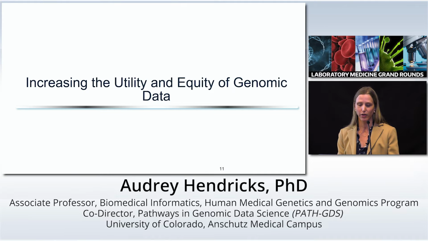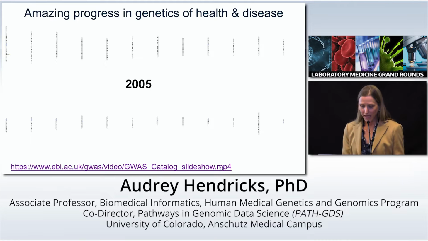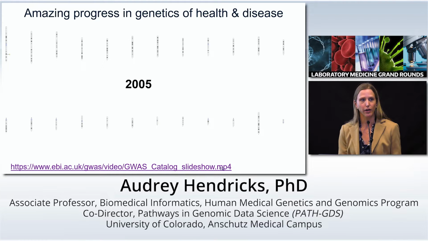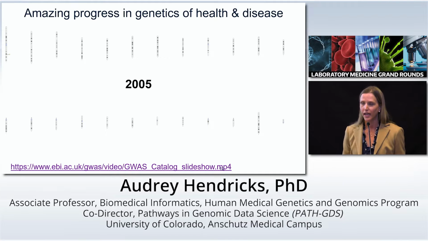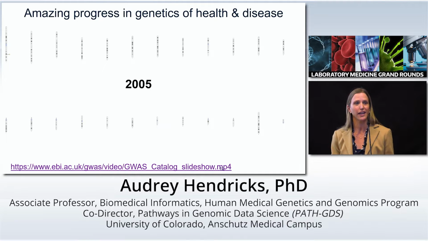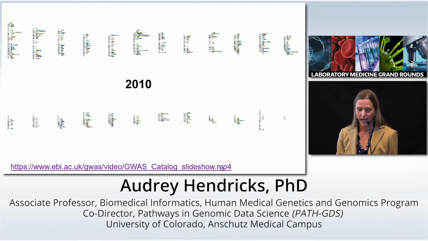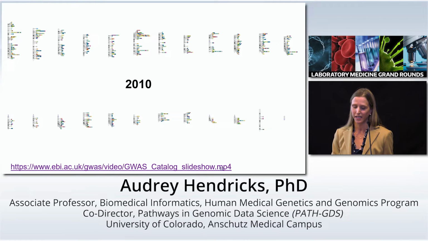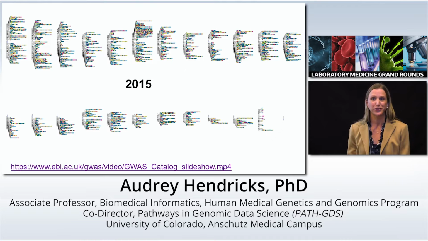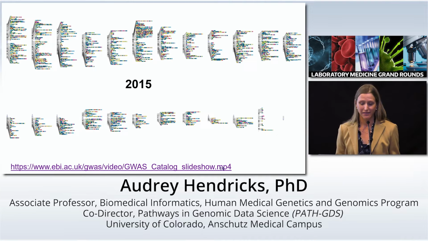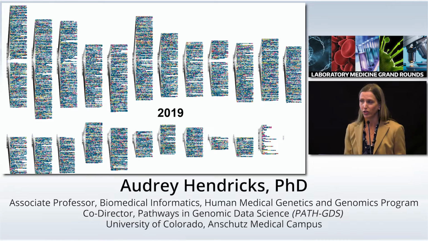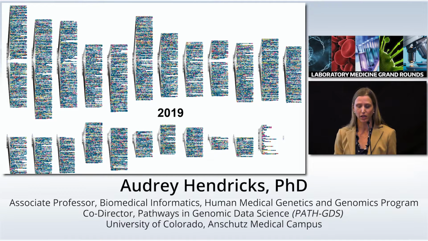So first, talking about increasing the utility and equity of genomic data. So we've had amazing progress in genetics of health and disease. If we look across our genome, we can see a little lollipop here, and this is an association between a genetic variant and a trait or a condition. Now, this was in 2005, just at the beginning of the genome-wide association era, and 5 years later, we had hundreds of signals, and 5 years later, thousands of signals, and even more now. And if I were to show you this in 2023, it's even larger.